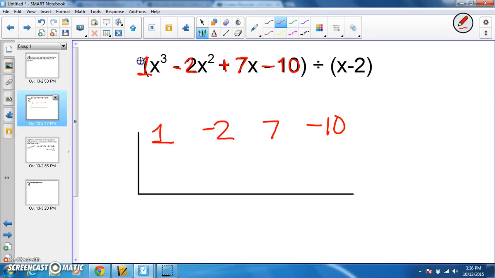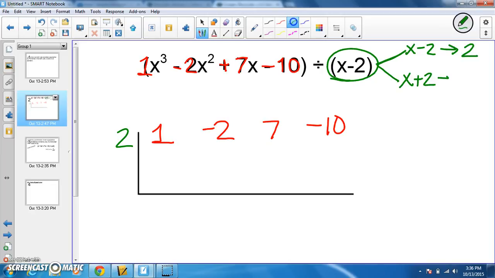Then on the outside of our box, we are going to write what we are dividing by. This is in the form x minus a, so minus a would be 2. A little trick here is if it is x minus 2, what we're putting on the outside would be a 2, but if it's x plus 2, on the outside we would be putting a -2.